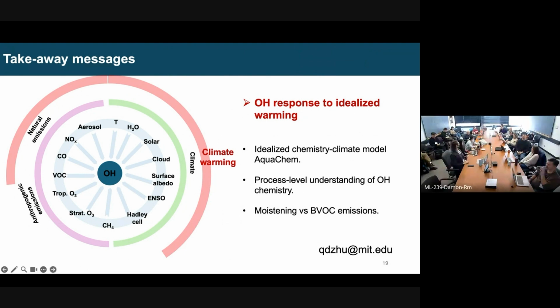Time for a question? On the AquaPlanet, does this run have interactive sea ice and a CIs model?